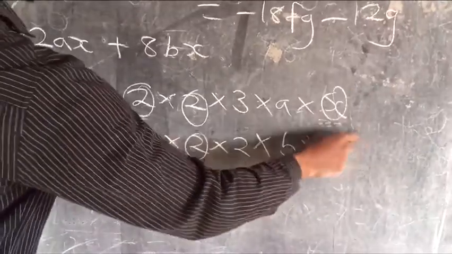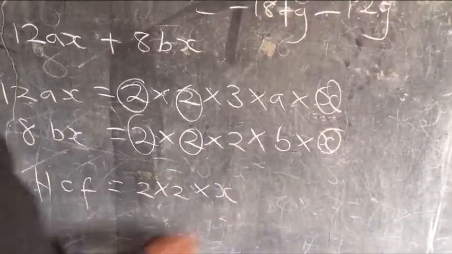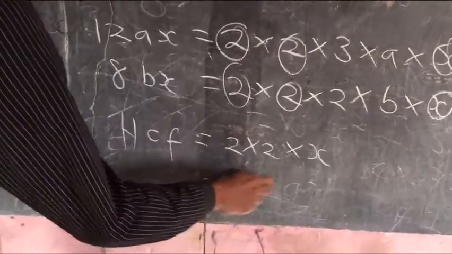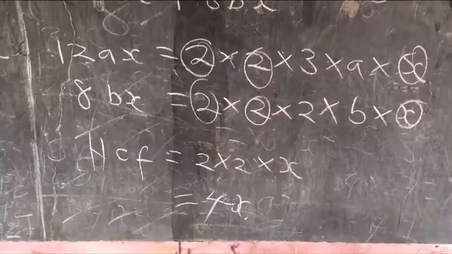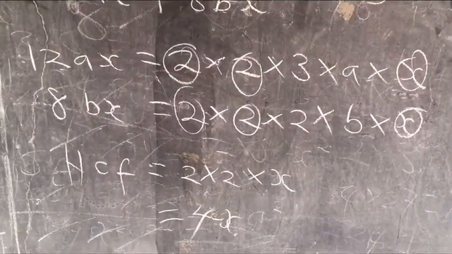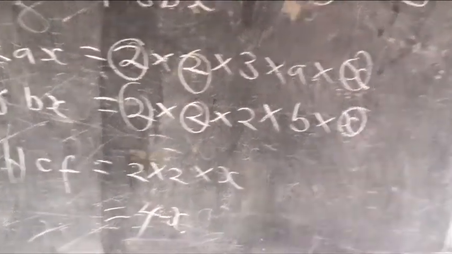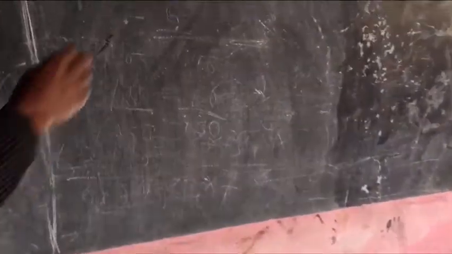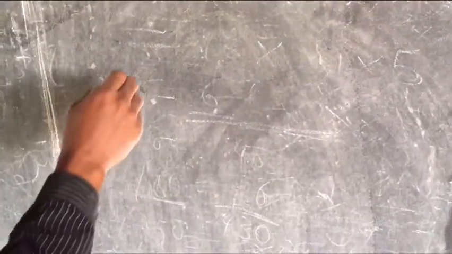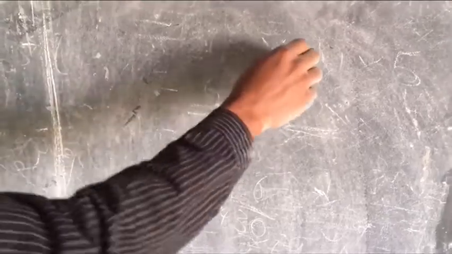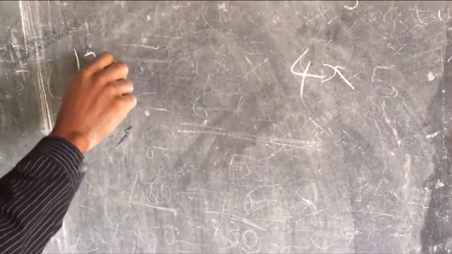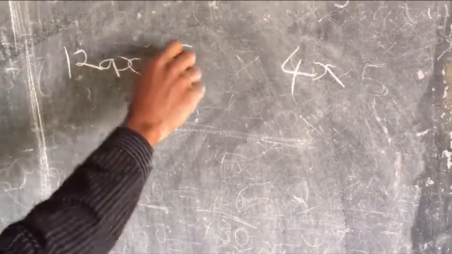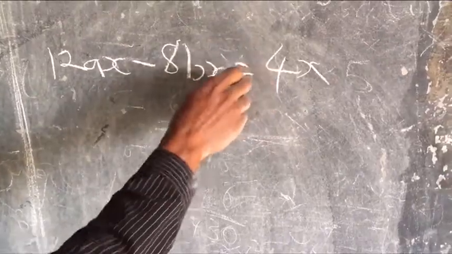Which one is common? X is common. So we'll pick x. Now the HCF, 4x, abi? So now we'll pick our number, our HCF, 4x like that, and then our binomial expression, something like this, bx.